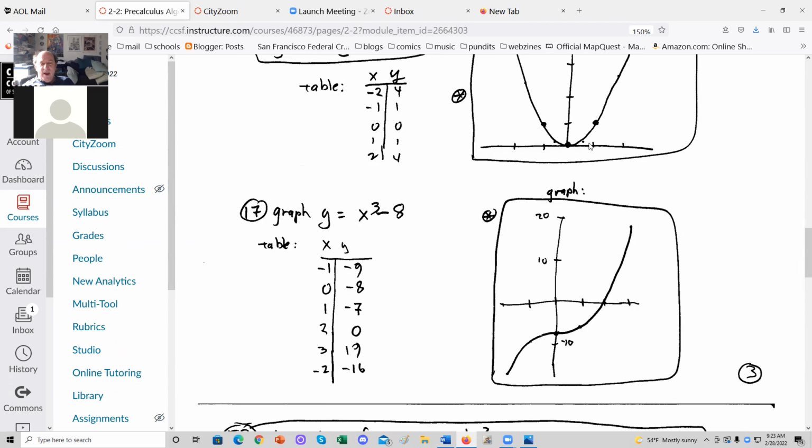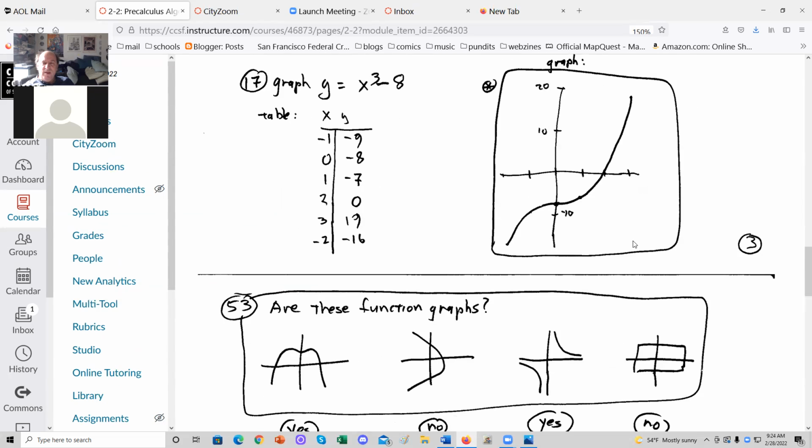So y equals x cubed minus 8. Find various values of x: -1, 0, 1, 2, 3, and -2. All right, and you get various values: -9, -8, -7, 0, 19, -16. So here are various values. You plug those values in, and you can get this sort of N-shaped curve for the graph.